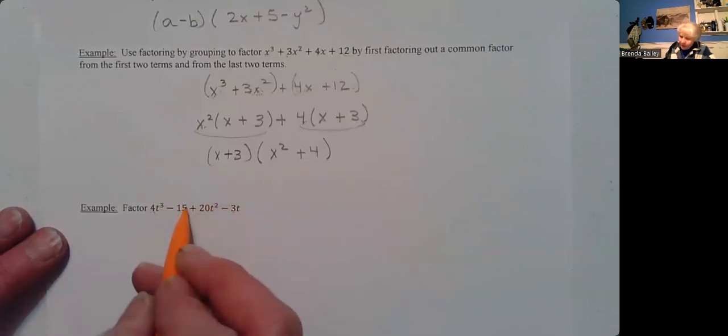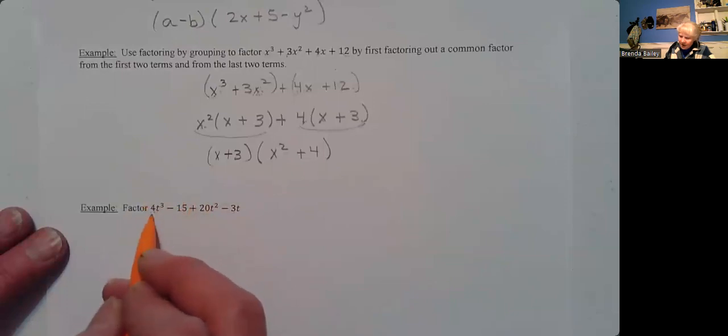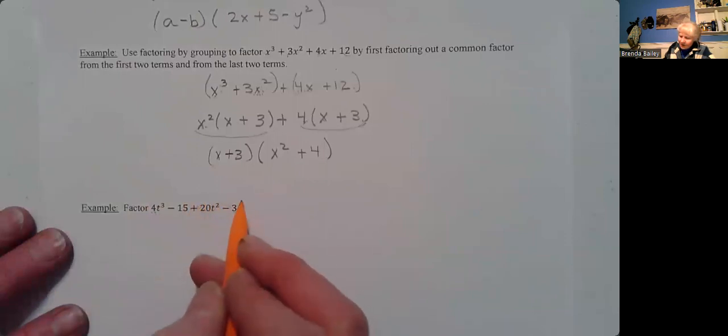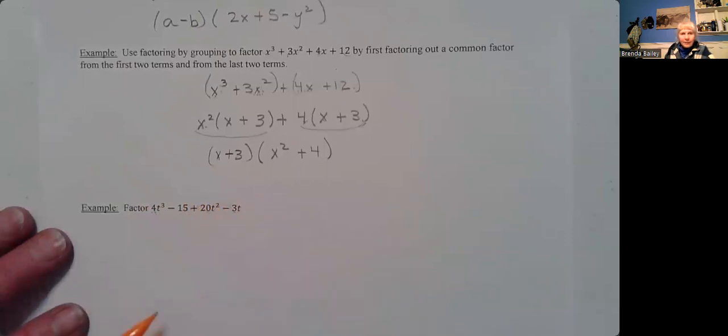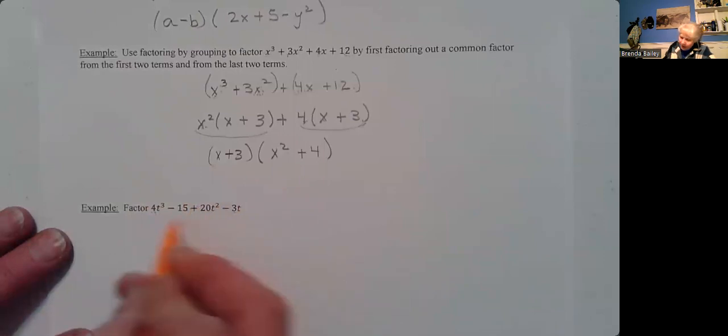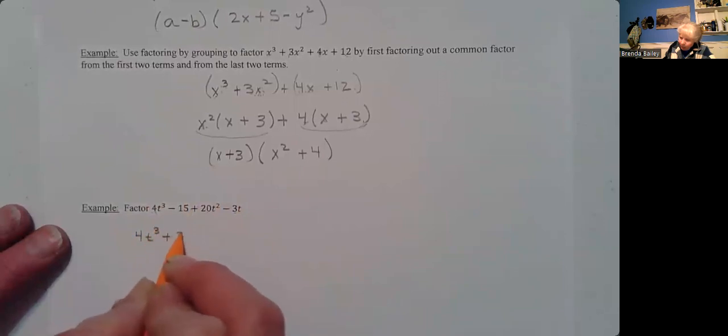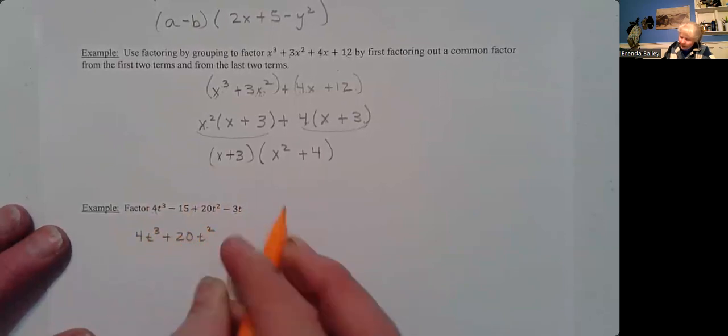Now you ask yourself, if I group those first 2, what's in common with a 15 and a 4? There isn't. If I group these two, what's in common between a 20 and a 3? Well, there's not. So I'm going to rearrange this in a way that I think I can pull stuff out.